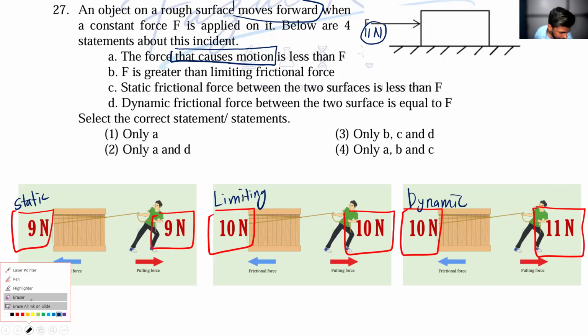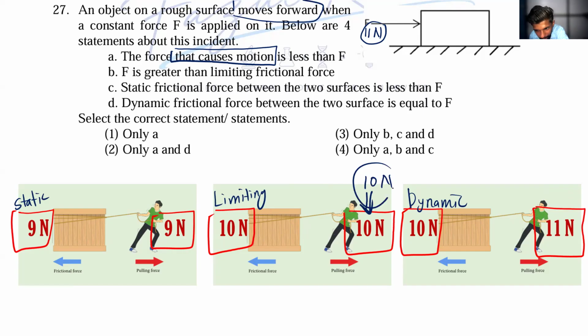The object in the 10 Newton force, this force makes the object just begin to move. When I apply 10 Newton, the object just starts to move. So they are asking the force that causes the motion, that is 10 Newton. That is less than F. Am I right or wrong? F is 11 Newton. We have guessed the F is 11 Newton. The force that makes the object move, that is 10 Newton, right? So 10 is less than 11. So statement A is correct. Am I right or wrong?